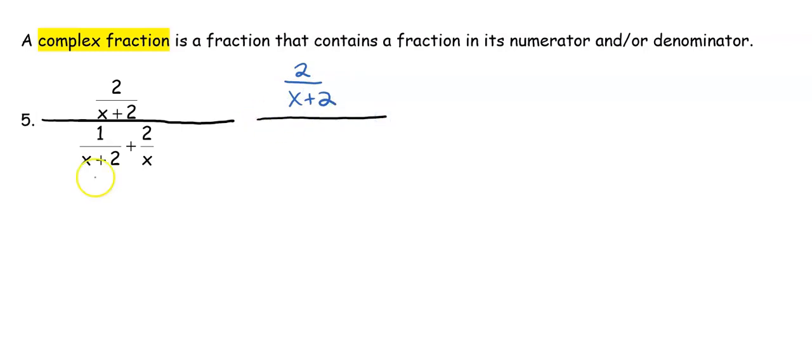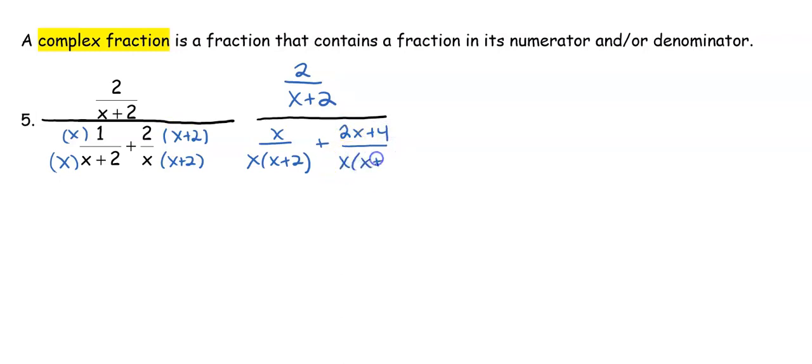But on the denominator, I see that this is 1 over x plus 2, and this is 2 over x. I need to get that common denominator. This piece is missing the x plus 2. This piece is missing the x. So the first one, 1 times x is just x over x plus 2. The second piece, we distribute the 2. So on top, that's 2x plus 4. On the bottom, the x plus 2. Because remember, we always multiply out the numerators so that we can combine like terms.